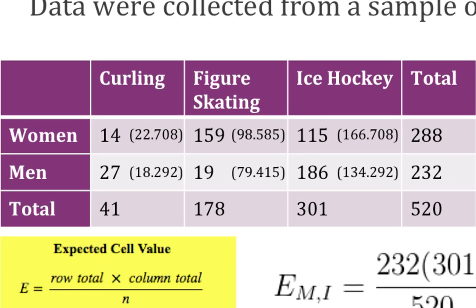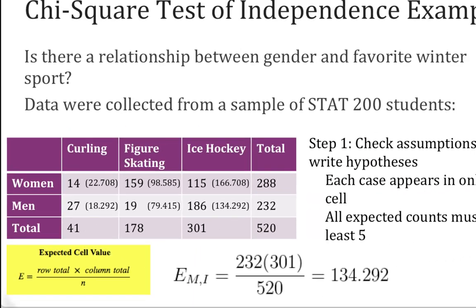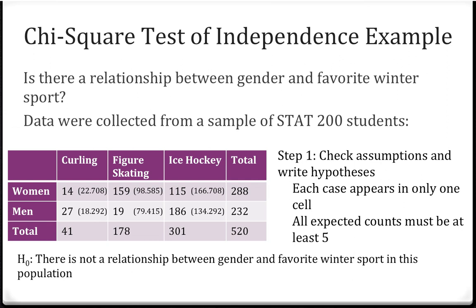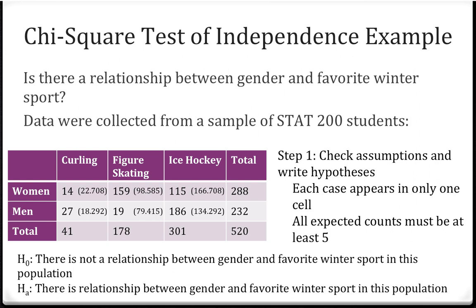All of our expected counts are at least 5, so this last assumption has been met. We can conduct a chi-square test of independence. Our null hypothesis is that there is not a relationship between gender and favorite winter sport in this population. The alternative hypothesis: there is a relationship between gender and favorite winter sport in this population.